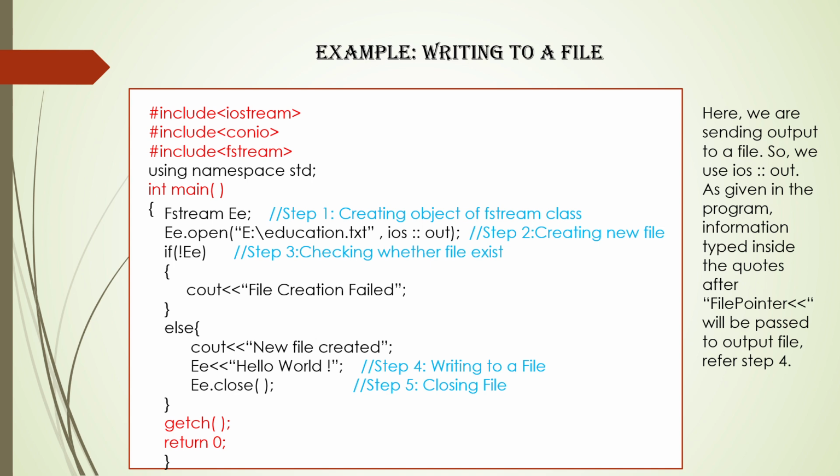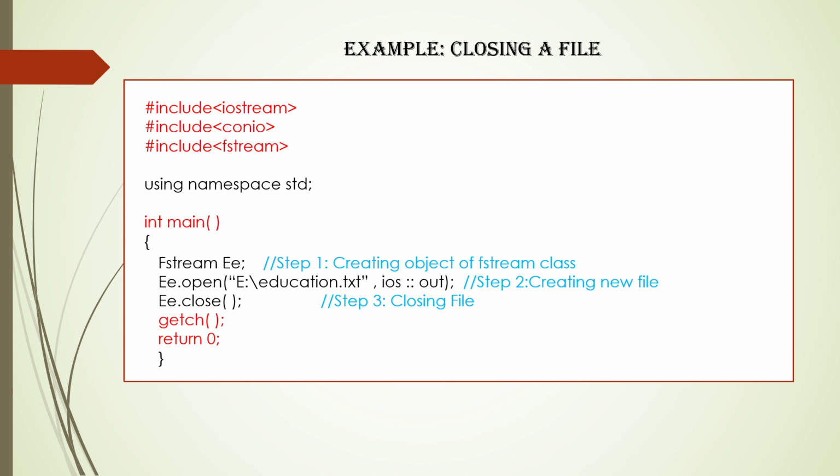Now one more program is also given here, and that is basically to close a file. Although we all know that if any file has been opened, then it should get closed at the end of the program. So it is a simple program. Three steps are mentioned: first is to create a file pointer, second is to open the file, and third is to close the file. It is a very basic program we have already seen.